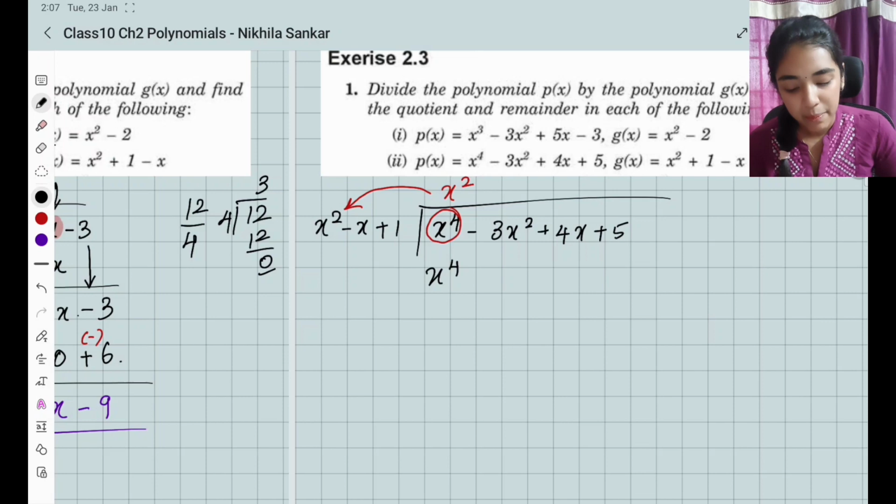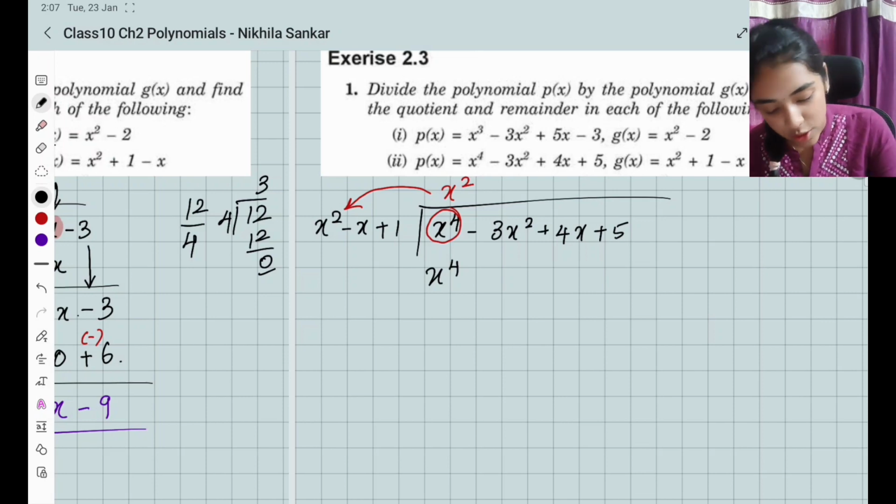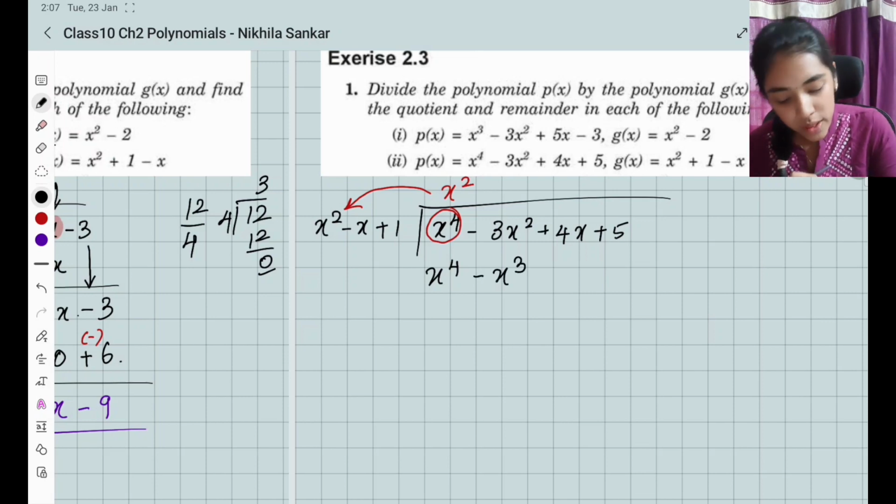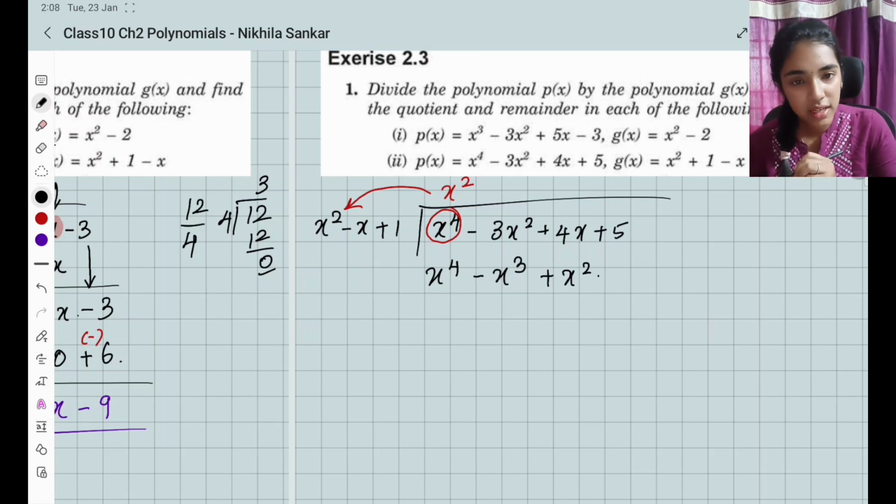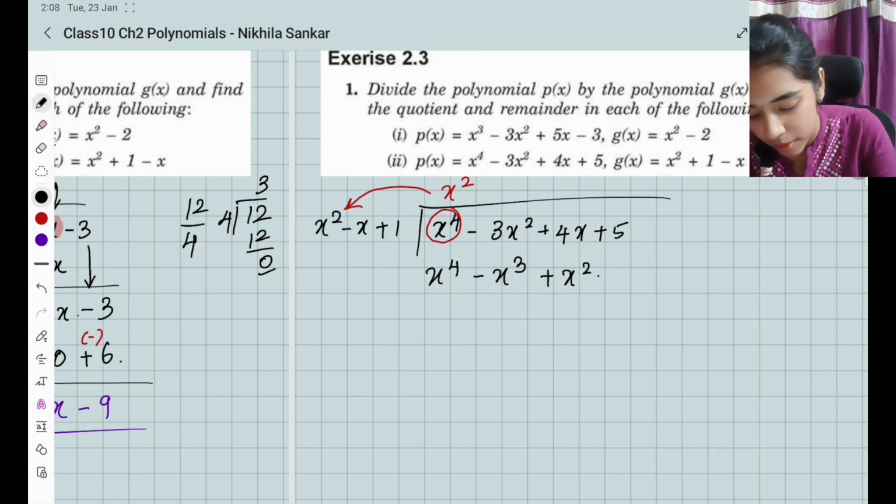Then we have minus x into x square. So we have minus x cube. Then you have 1 plus x square. So this is going to be plus x square. இப்போ நம்மளோட ஈக்குவேஷன்ல என்ன இருக்கு? You see that there is no x cube term. So நம்ம என்ன பண்ண போறோம்?